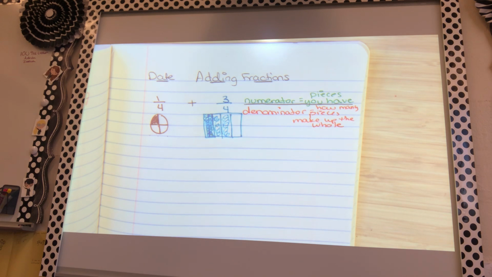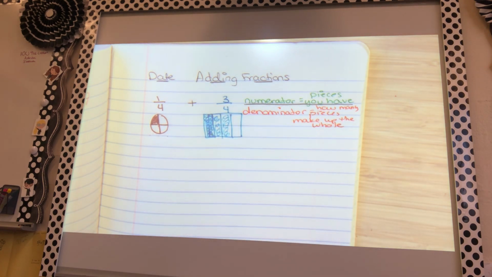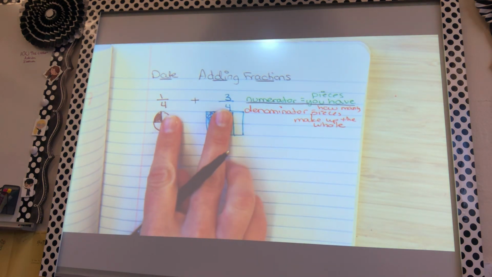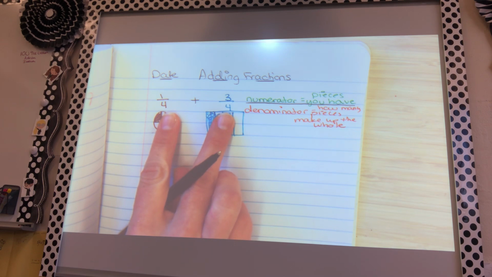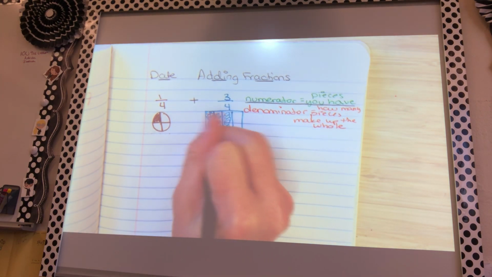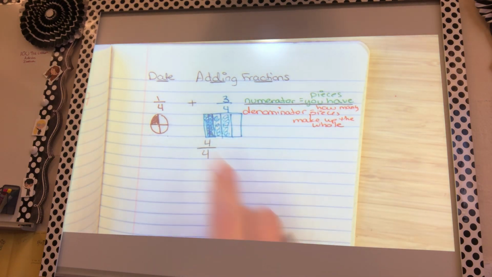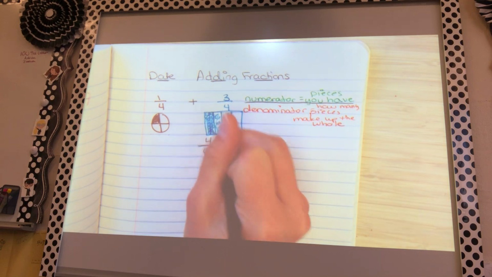So when I add those in 4th grade, they typically say add your numerators and forget about your denominators. Well, that's fine if your denominators are the same, if you have like denominators. So you would say 4 still makes up the whole, and 1 plus 3 gives me 4 pieces. 4 pieces out of 4 equals 1 whole.